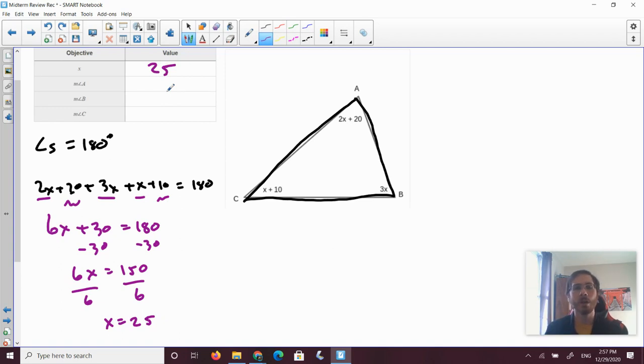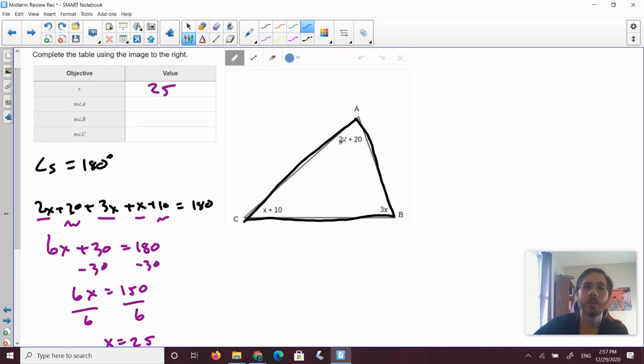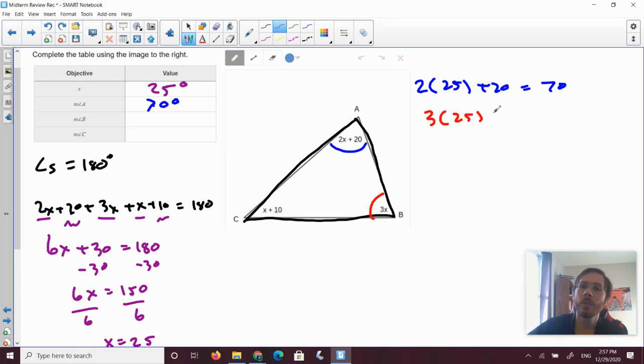So the next thing we have to do is get all the angles. So we have to get angle A, angle B, and then angle C. So if we look, angle A right here is 2x plus 20. So if we plug that in, 2 times 25 plus 20, we get 50 plus 20 is 70. So we know that one's 70 degrees. Put our little degree signs in. B down here is 3x. So 3 times 25 is just 75. So we get 75 degrees.